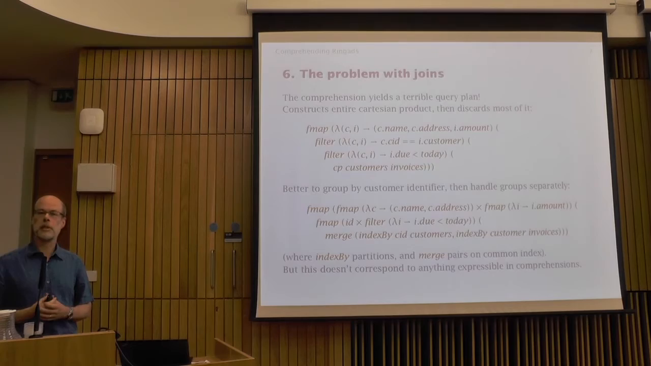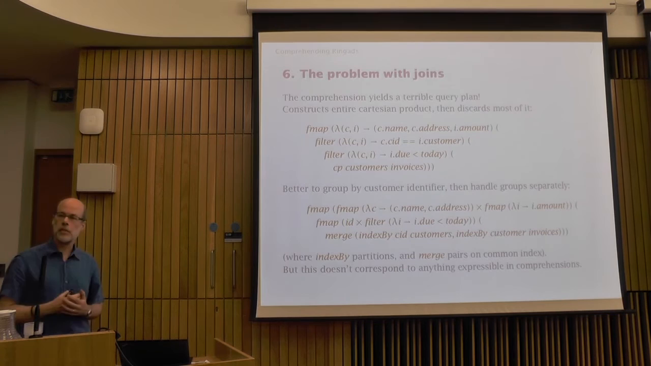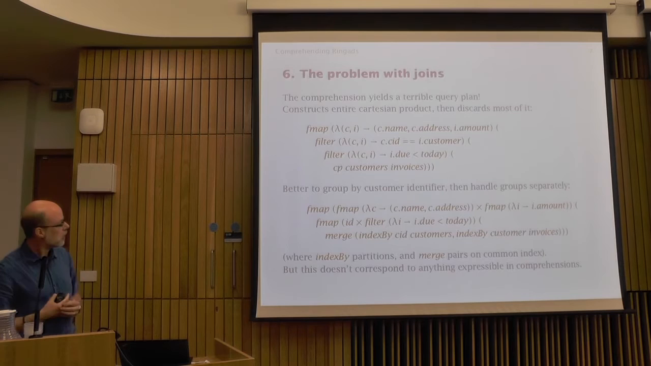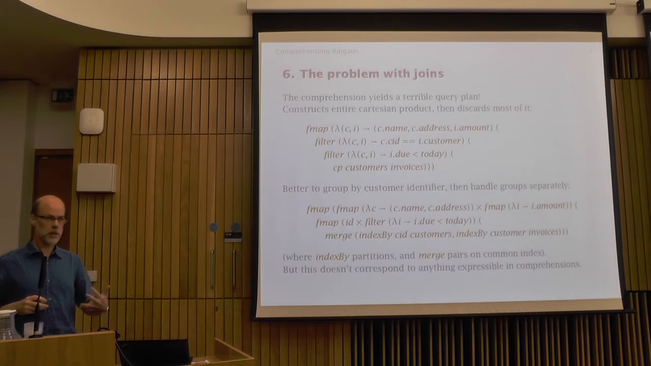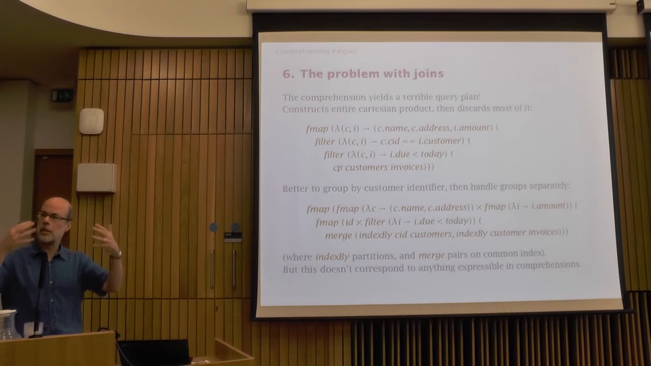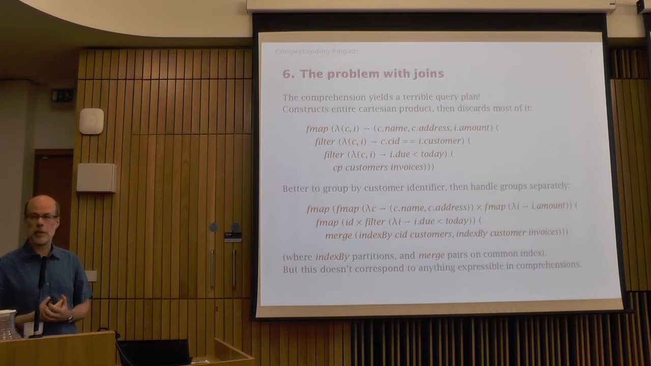What you really want to do is in some sense have indexes on the two tables. So you might want to index your customers by customer ID, index your invoices by customer ID. Now you have two tables with a common index, and you can combine the matching customer IDs. So you want to write something more like the program at the bottom of the slide. This has two other operators, merge and index by.